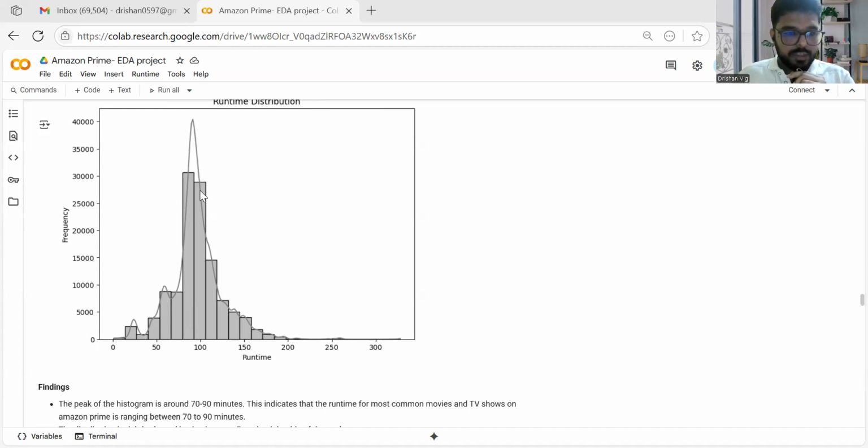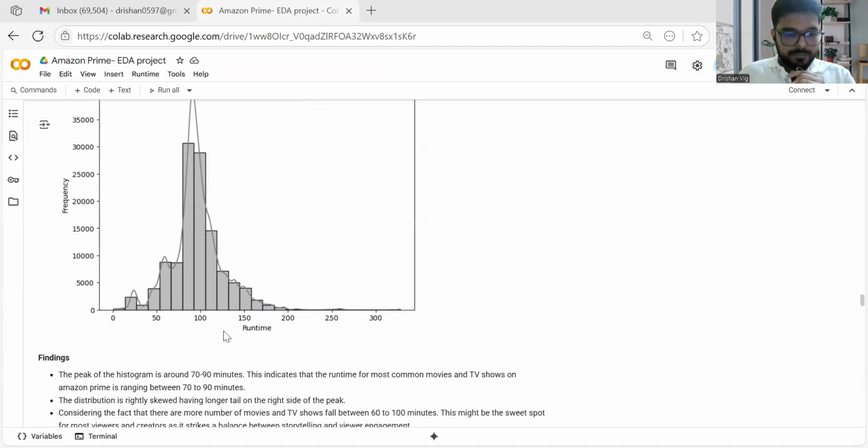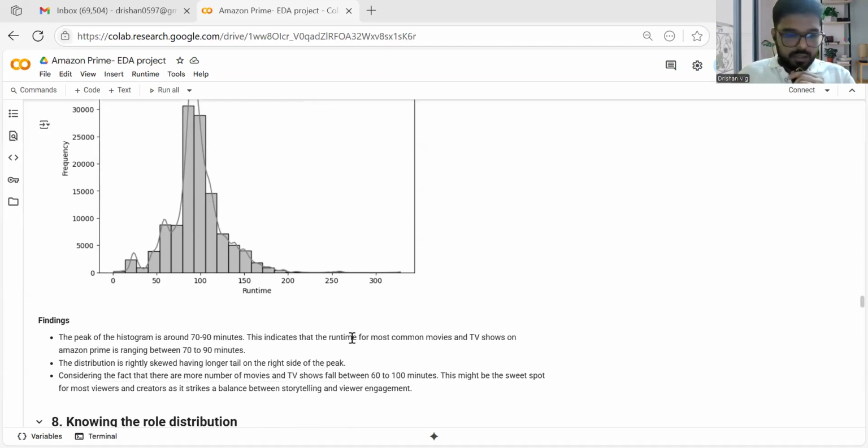So most of the movies have a runtime of 70 to 90 minutes, in the range of 50 to 100, right? We can infer it simply, right? So this indicates that the runtime for most common movies and TV shows on Amazon Prime is ranging between 70 to 90 minutes, as I told.